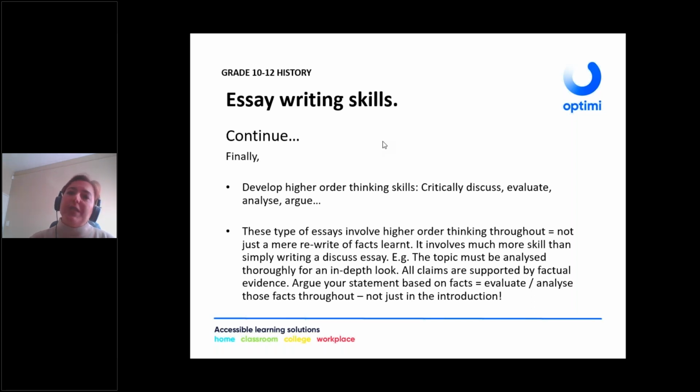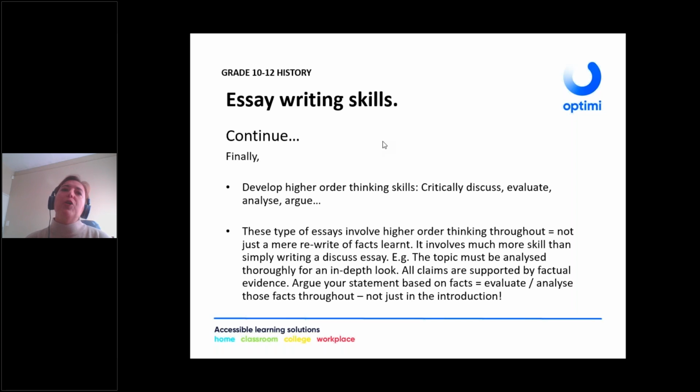You need to go do research, and you can Google this. What does critically discuss mean? How does it differ from discuss? What does evaluate mean? What does analyze mean? What does it mean to deliver an argument?